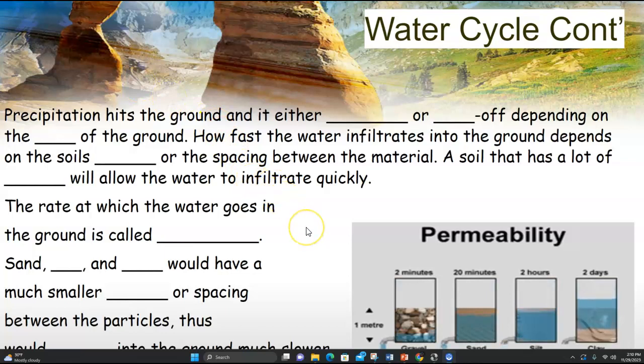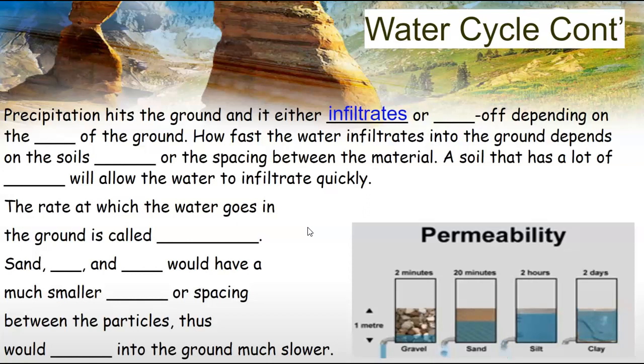All right. So, as precipitation hits the ground, it can do, like I said, one of two things. It can either infiltrate or it can run off. It depends on the slope of the ground. We're not talking about mathematical slope. We're talking about elevation slope. How high the hill is, how steep it is.